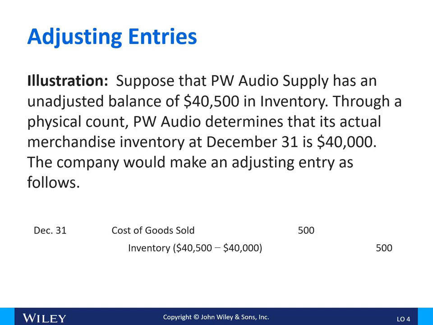Now you may have an example where your count actually shows a higher amount than what you have on your books. If we assume that the count was 50,000, and that can happen because you have a return that you didn't record or just errors in recording, you would use the same accounts, inventory and cost of goods sold. But because you're increasing your inventory from 40,500 to 50,000, you would debit inventory and credit cost of goods sold. So just keep that in mind as you do your homework, that it could go the other way as well.